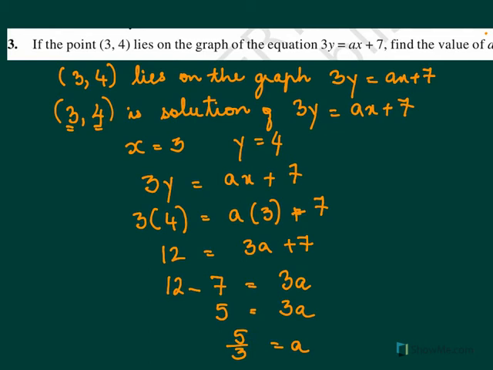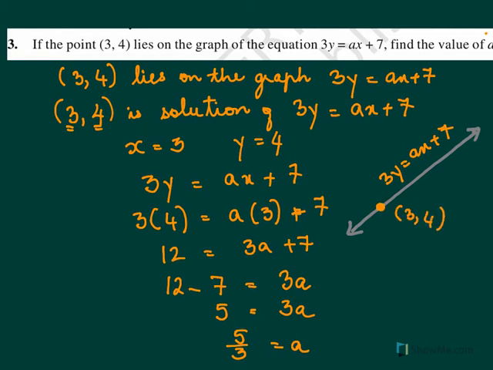Every point that lies on this line, to make you understand even better, like this is the line, suppose this was the line here, and you name this line as 3y equal to ax plus 7. This point 3, 4 lies on this line here.